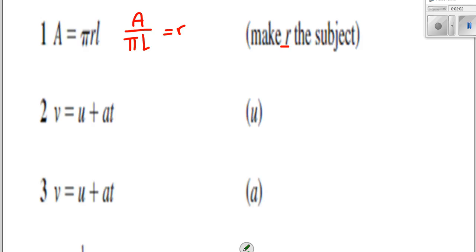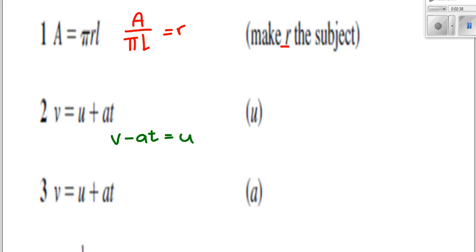Again, you can swap it around. You could go U plus AT equals V if you want, but you don't have to. So again, I'm going to show you how you can transpose the formula to make U the subject without swapping the sides around, just to show you that it's possible. So we need to subtract both sides by AT. So we can just go V minus AT equals U. That's the same thing as saying U equals V minus AT. So we've subtracted AT from this side, and we've subtracted AT from this side as well.